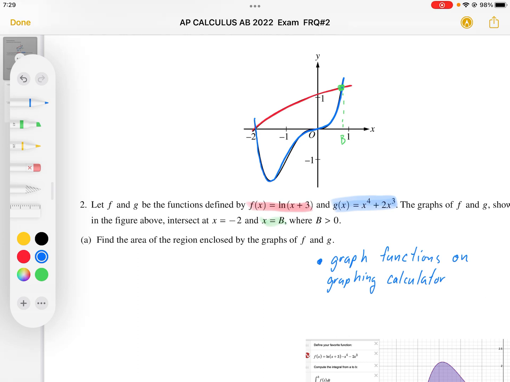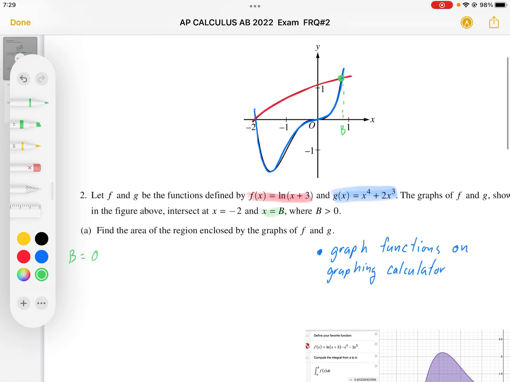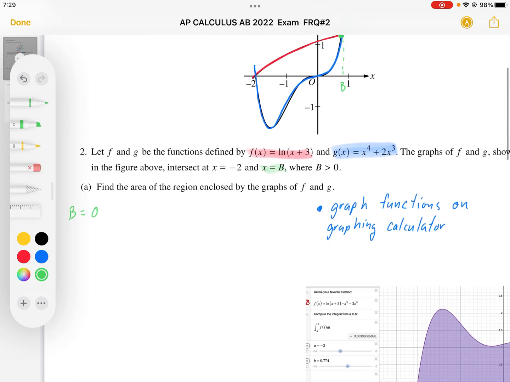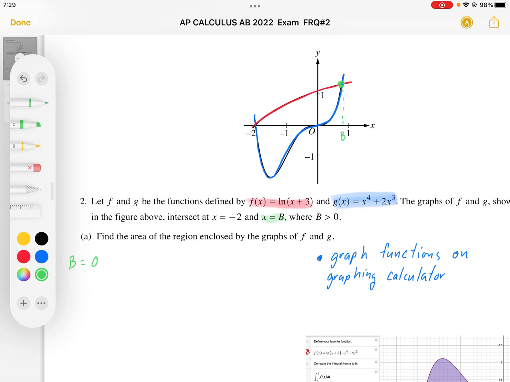Graphing these two functions on the graphing calculator, we're going to find the intersection of those two graphs, and the intersection is going to be at b. We'll see that b is equal to, in this case I think it's 0.774. Okay, so that's the position of b. It's going to be at 0.774. Okay, and that looks reasonable.